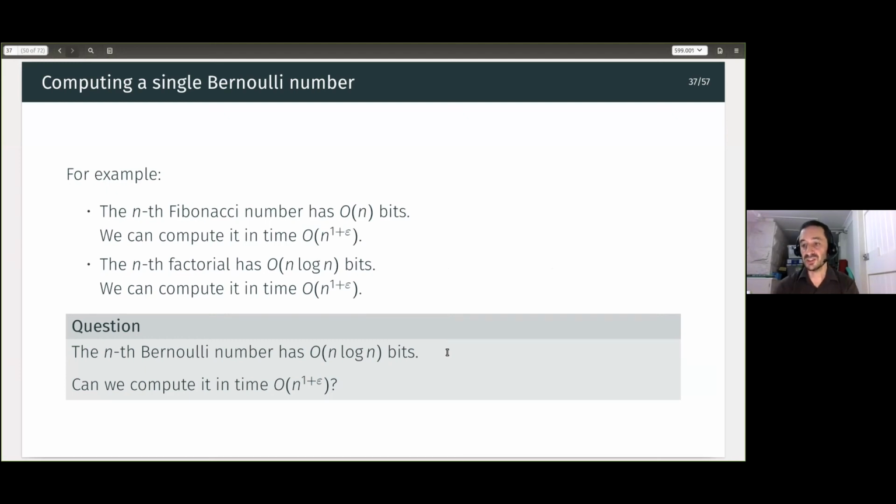The nth factorial is another example. That has n log n bits, so essentially linear in n, and you can compute it in essentially linear time using what's called a product tree, and there are even faster methods. So for Bernoulli numbers, there are n log n bits to compute. Can we compute this number in essentially linear time, like n times a power of log n, for example? So, an interesting question.